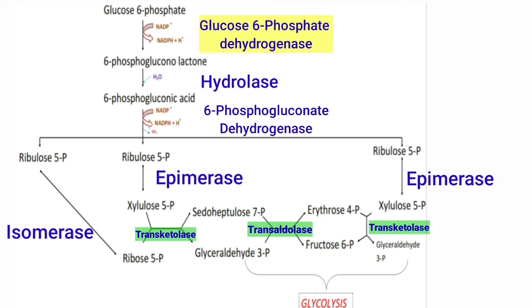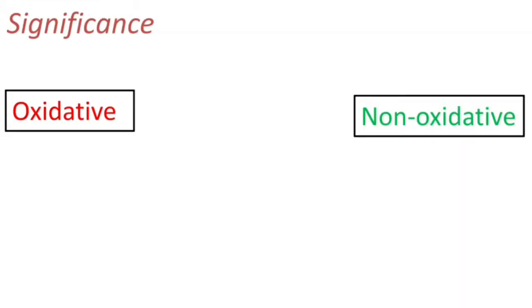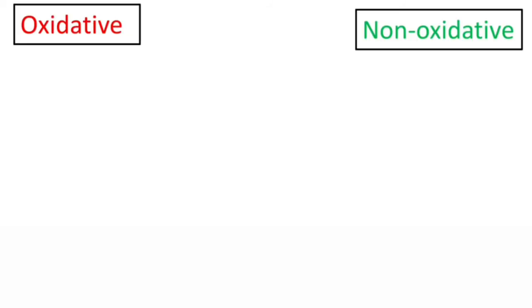So when you see, this HMP pathway has two phases. Phase 1 is up to the formation of ribulose 5-phosphate, and phase 2 is the reactions after the ribulose 5-phosphate. Phase 1 is called the oxidative phase because in this phase glucose 6-phosphate is oxidized, whereas in the non-oxidative phase, simply interconversion of sugars takes place and different monophosphates are formed. So this is the meaning of oxidative and non-oxidative phase.